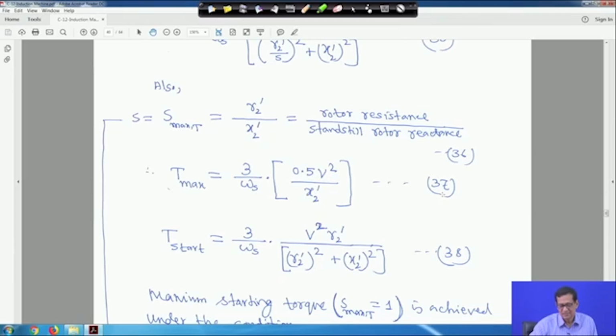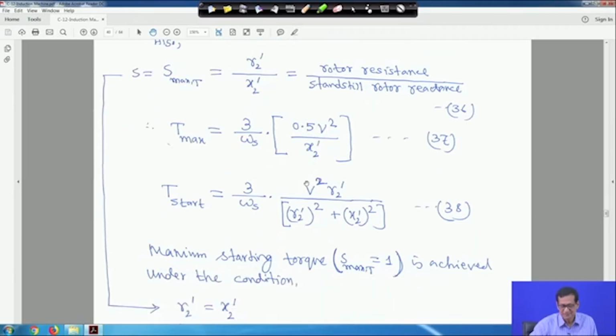This is equation 37. Similarly, in the expression for the starting torque, if you put the same thing, R Thevenin and X Thevenin equal to 0 and V Thevenin equal to V, you will get starting torque equal to 3 upon omega s into V square R2' upon this one. This is equation 38. First we develop this, and then we make some simplified assumptions.